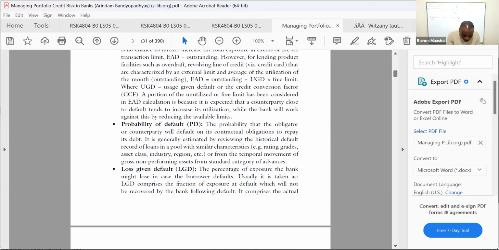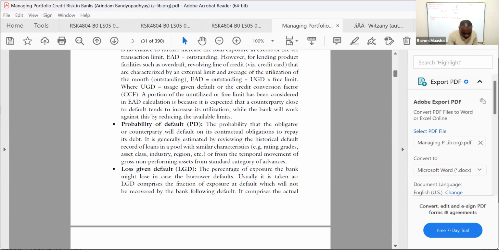The other factor they discuss is the probability of default, which is the probability that the obligor or counterparty will default on its contractual obligation to repay its debt. It is generally estimated by reviewing the historical default record of loans in a pool with similar characteristics, or from a temporal movement of gross non-performing assets from the standard category of advances. So the probability of default is the probability that the customer is going to default on their obligation. One way of determining it is to ask in which risk pool the customer falls, and based on that risk, you can determine the corresponding probability of default.